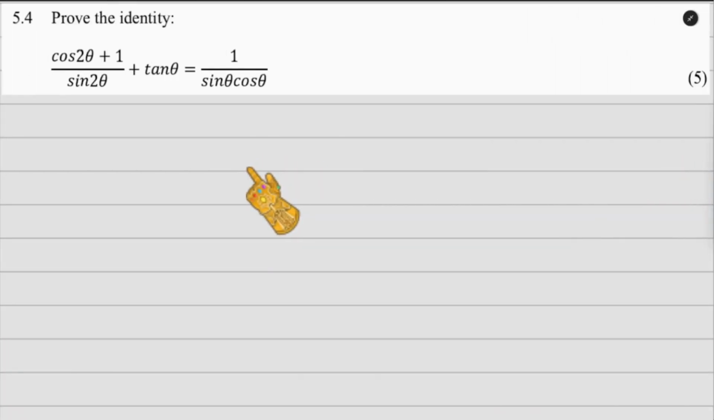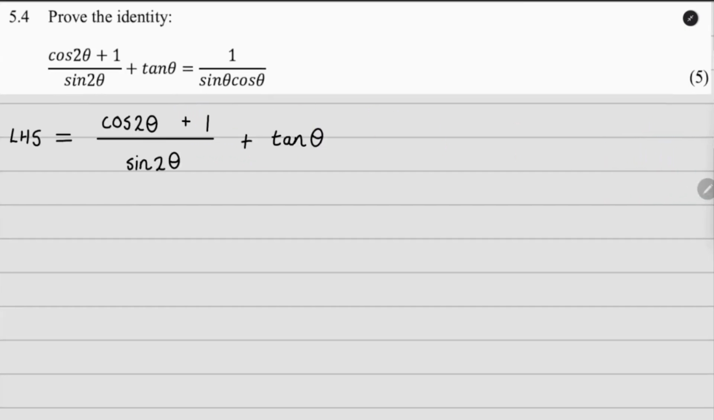In question 5.4, we have an identity, a rather nasty one if I do say so myself. Right, so I'm going to start with the left-hand side because it looks more complicated. So let's get the left-hand side down quickly. And now I'm recognizing quite a few things with the left-hand side. I see a double angle there, a double angle over there, and I see a tan here.